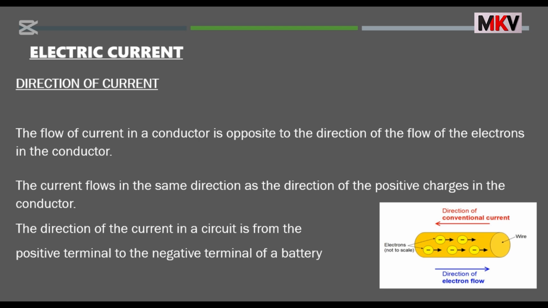But current flows in the same direction as the positive charges in the conductor. So the positive charges in the conductor move in the same direction as the current. Now, the direction of the current in the circuit is from the positive terminal to the negative terminal of a battery. So if an external voltage source is supplied to the circuit, the current moves from the positive terminal of the voltage source through the circuit to the negative terminal of the voltage source. So we take note of that too.